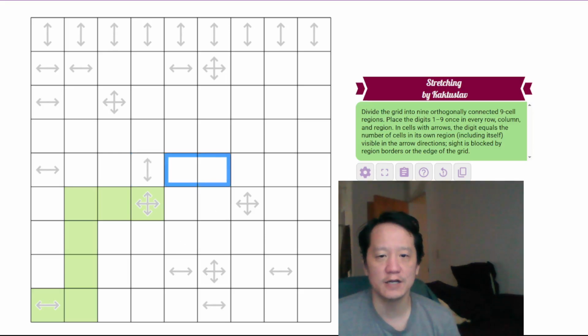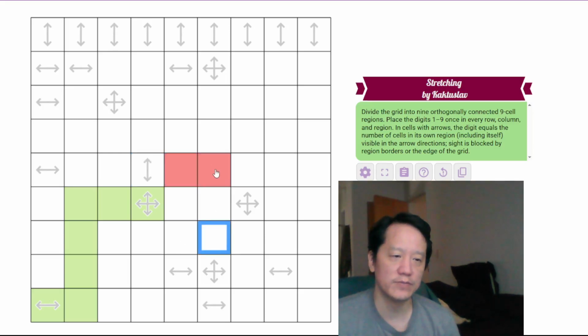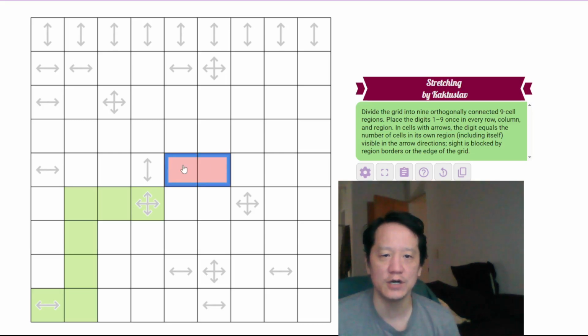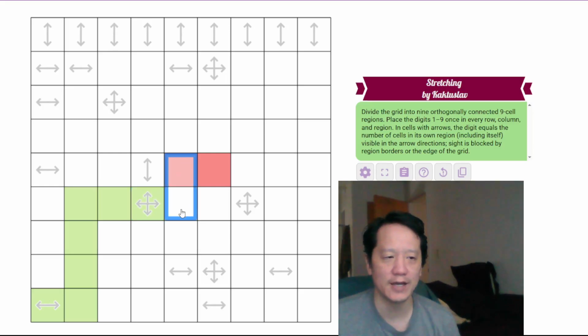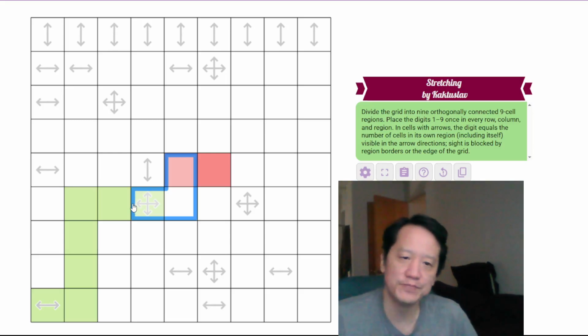This is not a valid region. These two cells, you can go to each other by going through edges while staying within the region. But to get to the other cells in the region, they have to go through a corner, or they have to exit the region by going through an edge, which is not allowed. So that's an example of how orthogonally connected regions work.